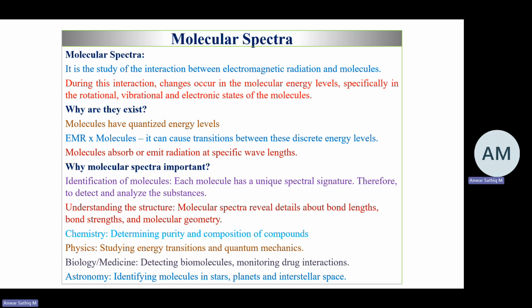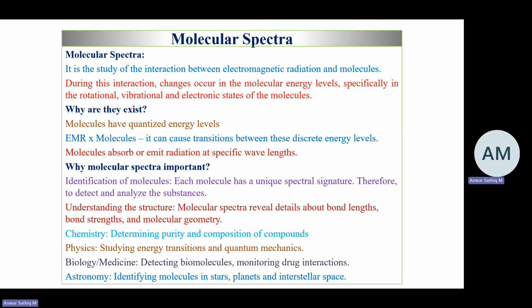These are some specific applications of molecular spectra in different disciplines. In chemistry, molecular spectroscopy is used to determine the purity, molecular structure, and composition of compounds. In physics, it helps to study the energy transitions and also supports quantum mechanics.